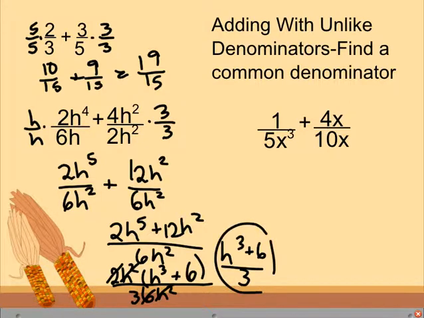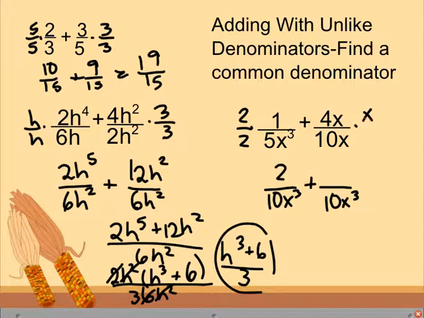Now in the second one, I am looking for a common denominator of 10x to the 3rd. Okay, that is the least common multiple. So I multiply, in this case, by 2 over 2. So I get 2 over 10x to the 3rd plus, multiply by x squared over x squared, so I get 4x to the 3rd over 10x cubed.